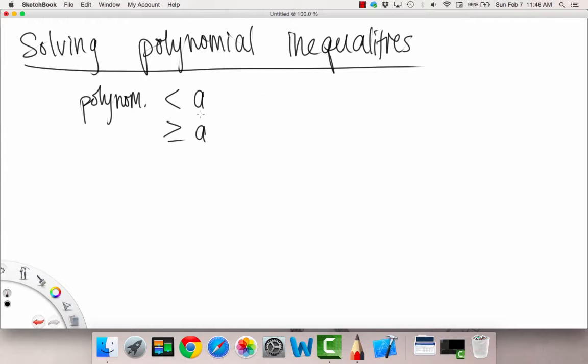So what we're going to do when we see a problem like this, some kind of polynomial inequality, is treat it like an equation first. You just replace the inequality sign with an equal sign, and then you solve for that. You find the roots and everything, and then we just work from there, okay? So let's do an example. I think that's the best way to explain.